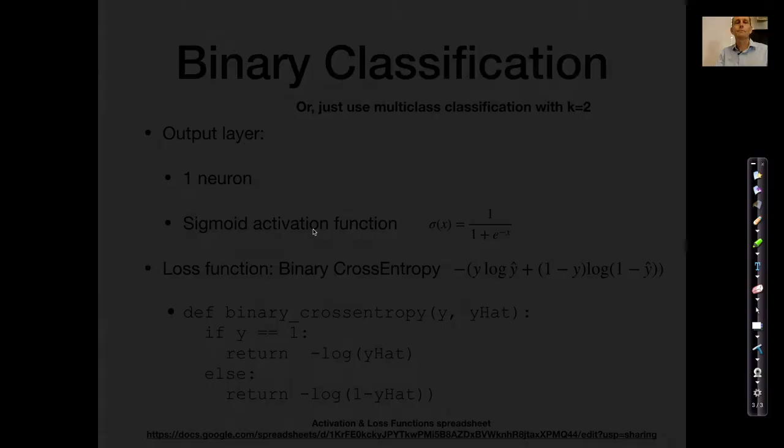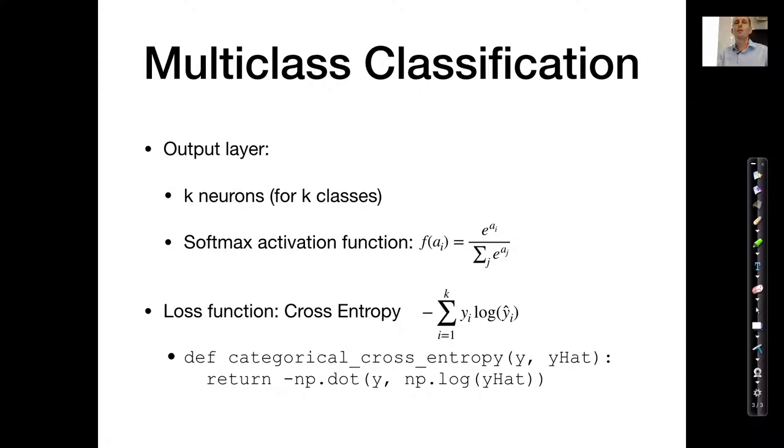Questions on this? All right, we've got our multi-class classification. K neurons represents our K classes. This is the softmax activation function. I lied earlier. I said it was actually the sigmoid over the sum of the sigmoids. And it's just simpler, right? It's just e to the value over the sum of those values.